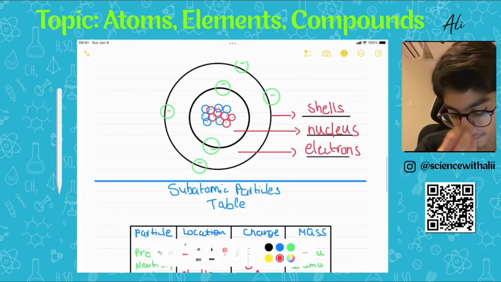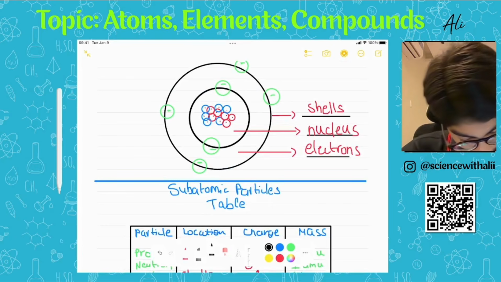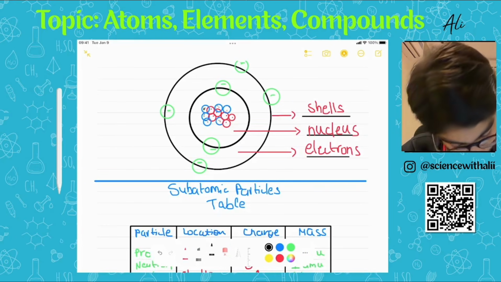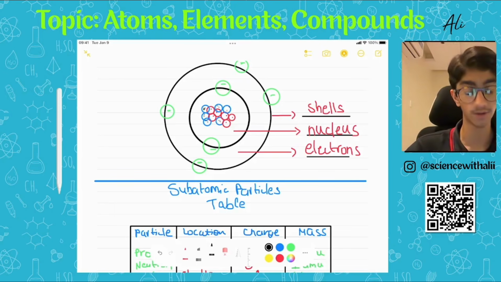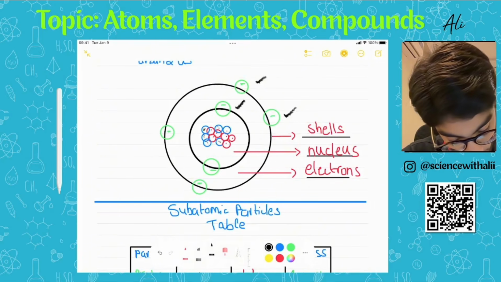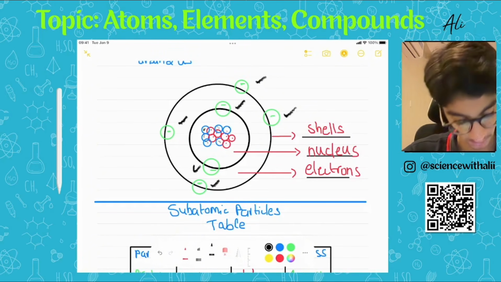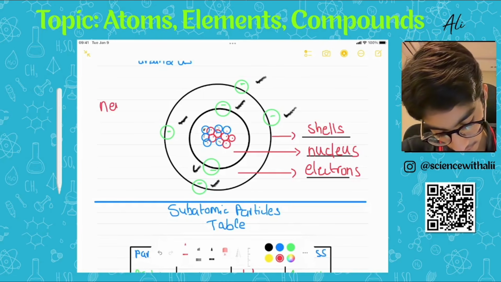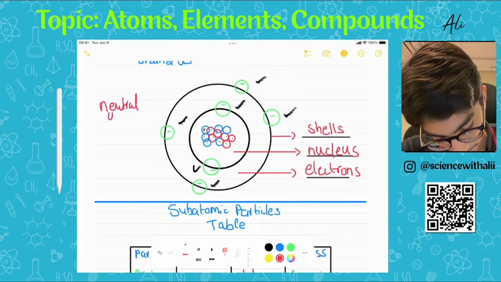As you can see here, the blue ones are the protons. So these are the protons, the blue circles in the nucleus. As you can see, there are 6 protons present in the nucleus. Now I have 6 electrons as well: 1, 2, 3, 4, 5, and 6. So this right here is deemed as a neutral atom.